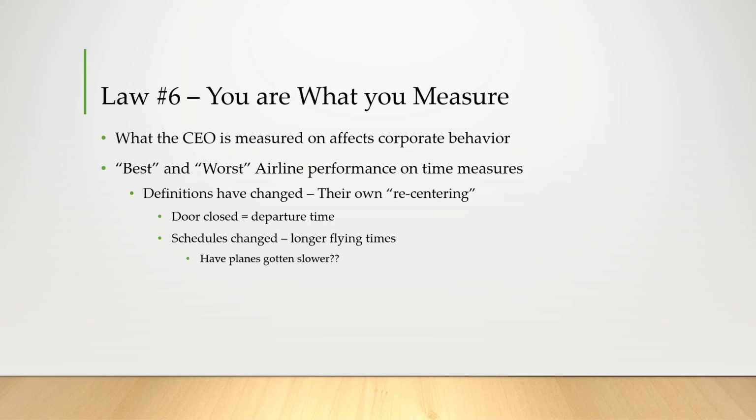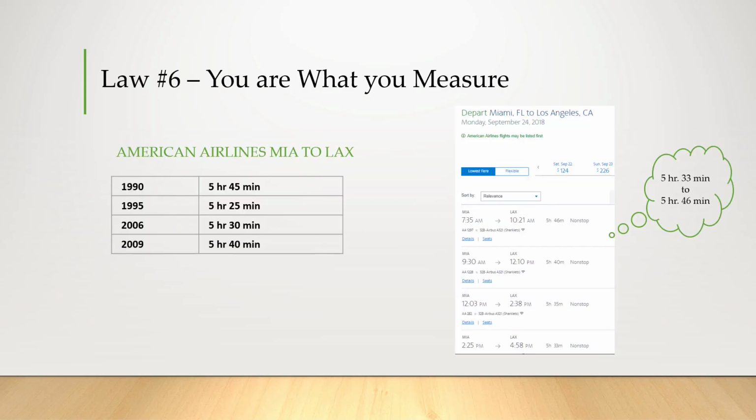So they recentered their own definitions of what a departure time was, and what happened is schedules changed. They got longer flying time, and the question was, well, have planes gotten slower? And we should all know that no, they didn't. What it was is they changed their definition of when the departure time was.